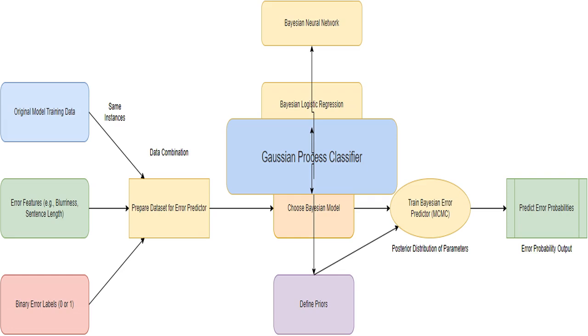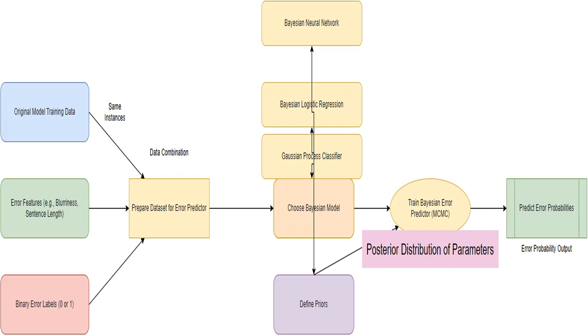Analyzing the posterior distribution of the Bayesian error predictor's parameters. This reveals which error features are most strongly associated with the original model's mistakes. Error features are computable characteristics of the input data designed to capture patterns in the original model's errors, like a blurriness score for images or sentence length for text.